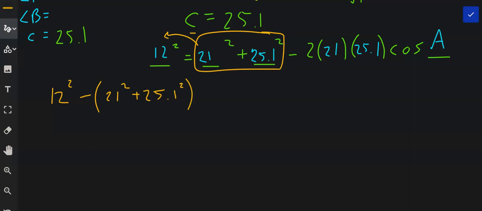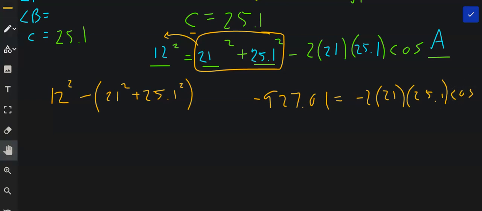If it bothers you that you don't know what 21 squared plus 25.1 squared is, then write it out if that would really help you, or you like seeing it that way better. But obviously my calculator is telling me when I subtract that over, now I have negative 927.01 equals negative 2 times 21 times 25.1 cosine A. I'm running out of room.